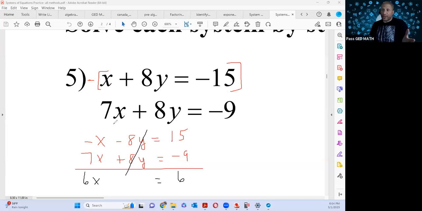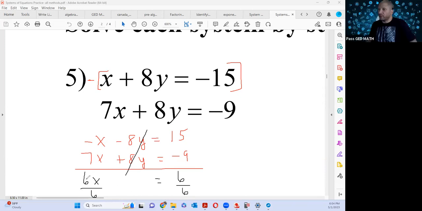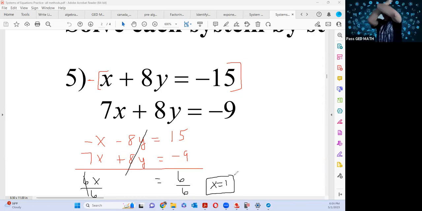In order to solve for x, I need to do what? Divide by 6. And whatever we do on one side, we do on the other. So we get x is equal to 1. But we are not finished. Because for a system of equations, it's 2 lines. The solution of a system of equations is where the 2 lines will cross. So that's a point. So that means you need an x and you need a y.